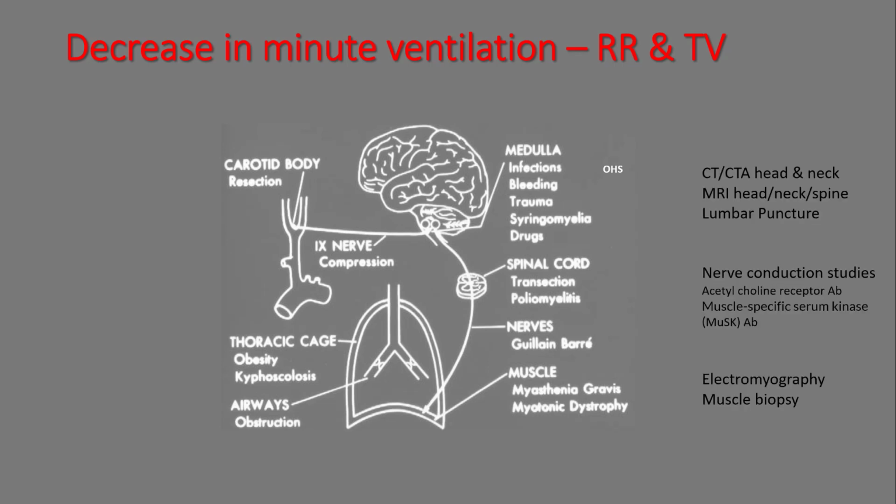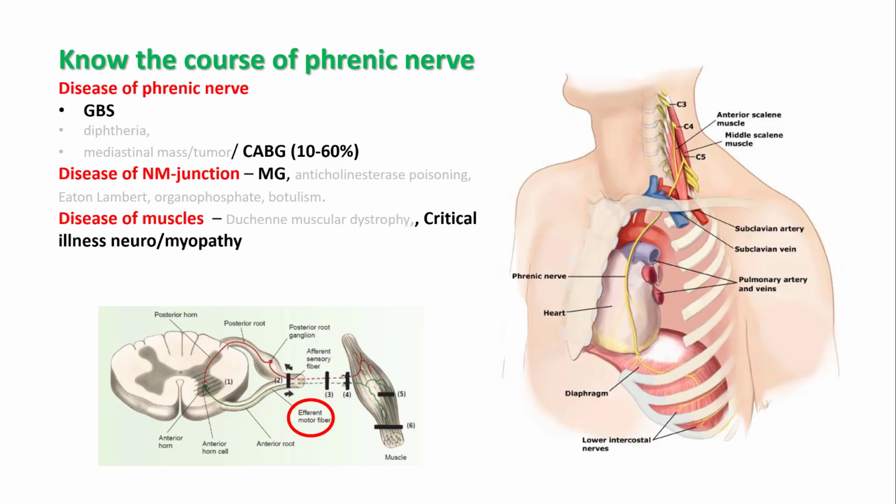Whenever you are dealing with decreased minute ventilation, your workup for the neuromuscular pathway would possibly include imaging studies like CT and MRI of the brain and the spinal cord, a lumbar puncture, nerve conduction studies and electromyography, and muscle biopsy. It's very important to know the course of the phrenic nerve, as any trauma or pressure on the phrenic nerve through its course can affect your diaphragm. One of the reasons for phrenic nerve injury is coronary artery bypass graft, which can result in phrenic nerve paresis in 10 to 60% of the cases.